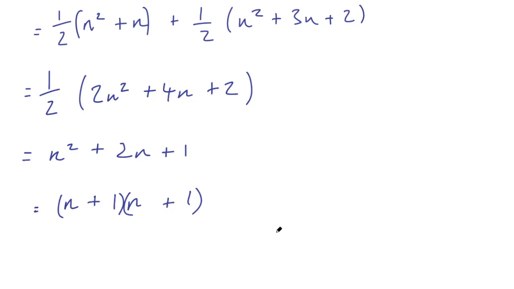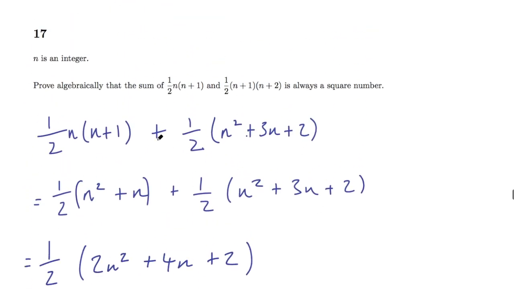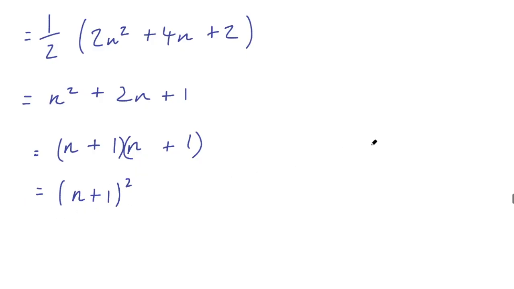So this becomes n plus 1 times n plus 1, which we can write as n plus 1 squared, which by definition is a square number. So we have just proven that the sum of these two expressions is always a square number.